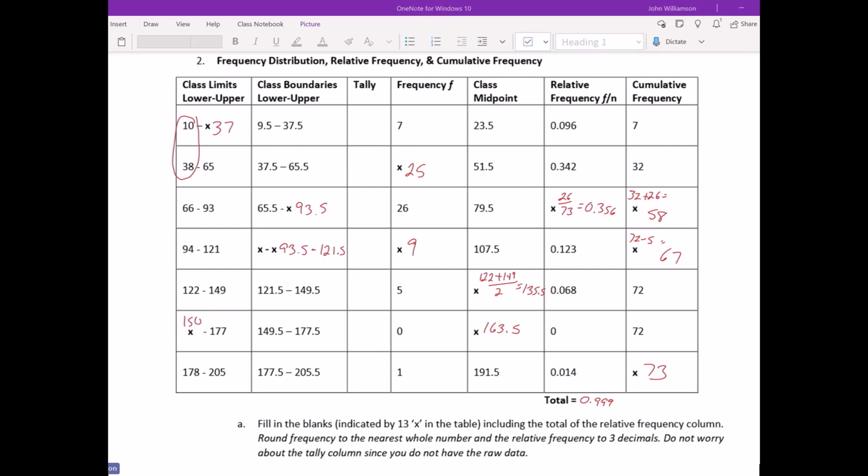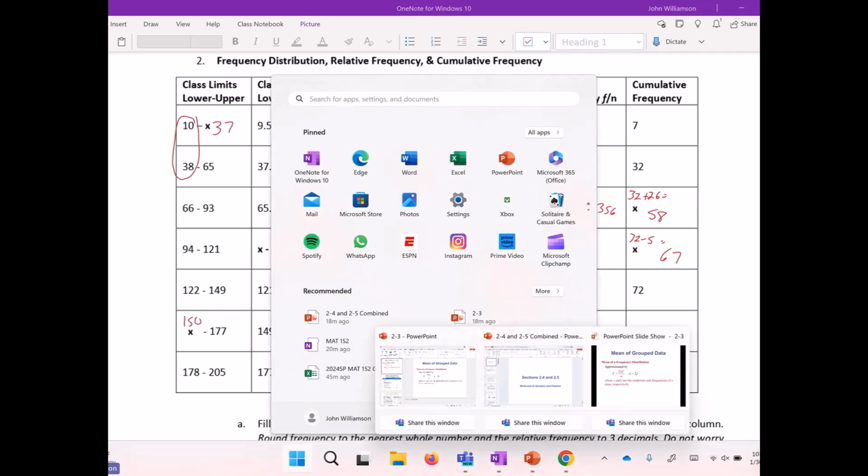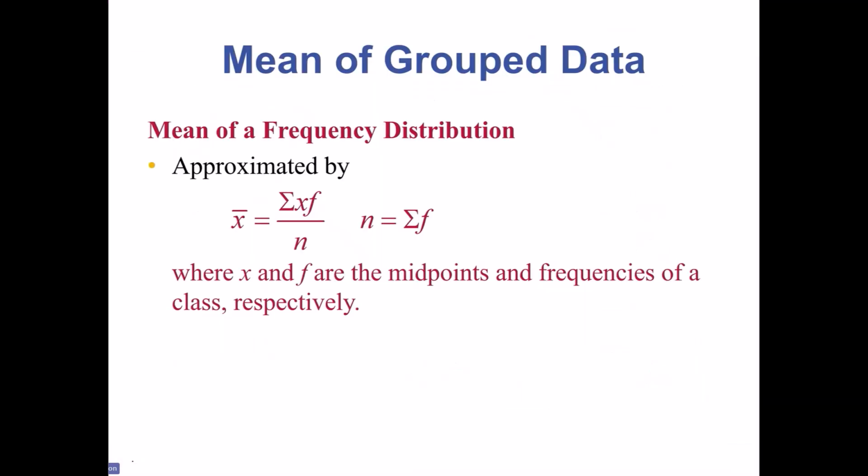But what is repeated addition? It's multiplication. Repeated addition is nothing but multiplication. So our mean formula looks slightly different if we have a frequency distribution. Now keep in mind, this is going to be an approximation, just because we're not actually working with the raw data values. We're working with class midpoints.